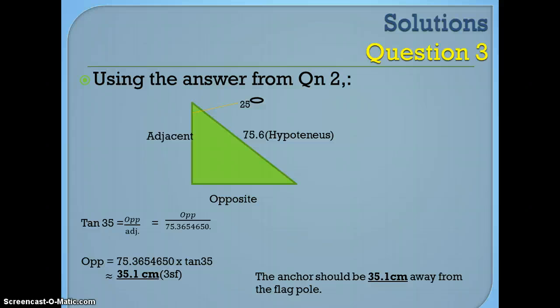Well, in order to find how far away the pole should be from the anchor, we use the TOA method, basically, meaning that tangent theta equals the opposite over the adjacent. In this case, we know that the angle is 35 degrees and the adjacent is 75.37. So we use that and we manipulate this equation to give us the opposite. So from this we can find out that the anchor should be 35.1 cm away from the flagpole, to 3 significant figures.